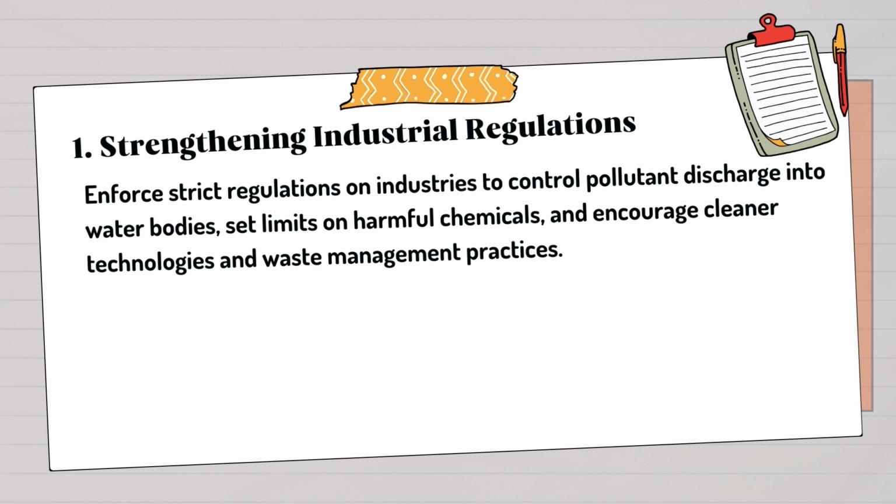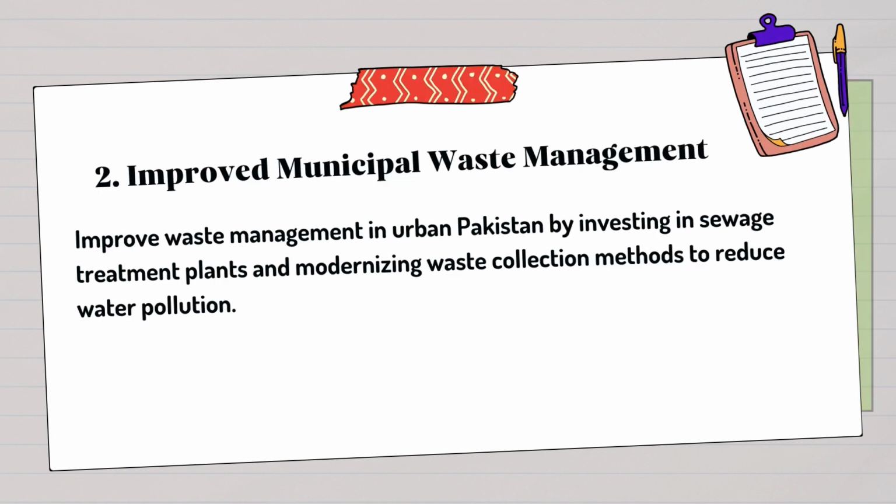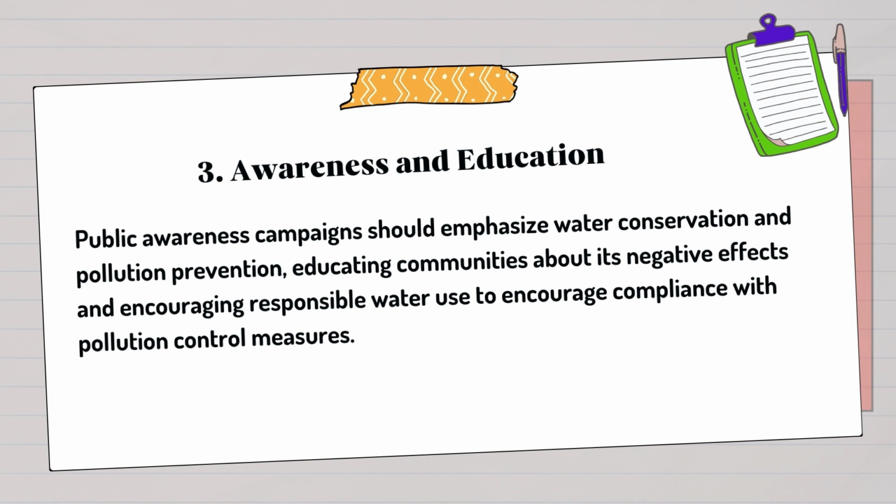Point number 2, improved municipal waste management. Improve waste management in urban Pakistan by investing in sewage treatment plants and modernizing waste collection methods to reduce water pollution. Point 3, awareness and education. Public awareness campaigns should emphasize water conservation and pollution prevention, educating communities about its negative effects and encouraging responsible water use and compliance with pollution control measures.